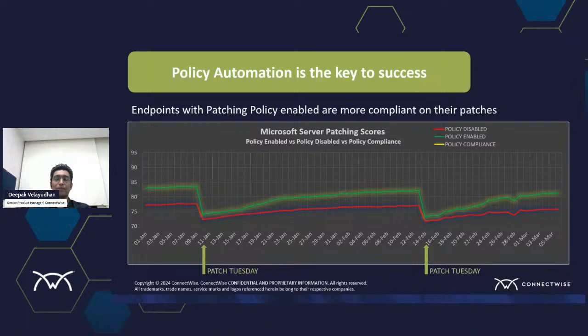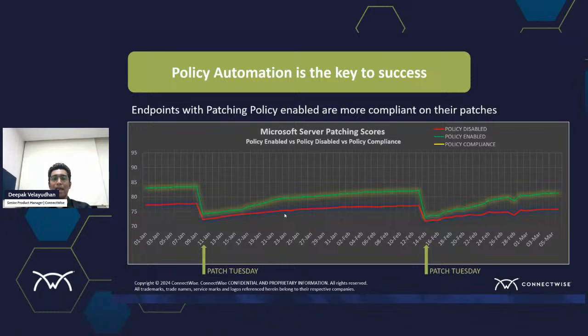For example, if you look at the red line, it basically goes just from like 72% or so to maybe 75%. That's on an average a 2 to 3% increase. Compare that with the green line, you'll see about a 5 to 6% increase in the patch compliance. So that really shows that having a policy in place really is helping the endpoints get more compliant with more patches. And mind you, we are not even comparing that with the policy compliance.